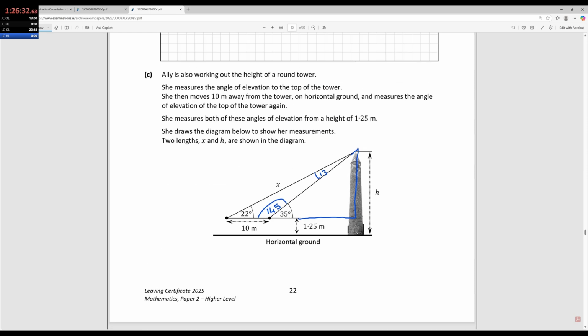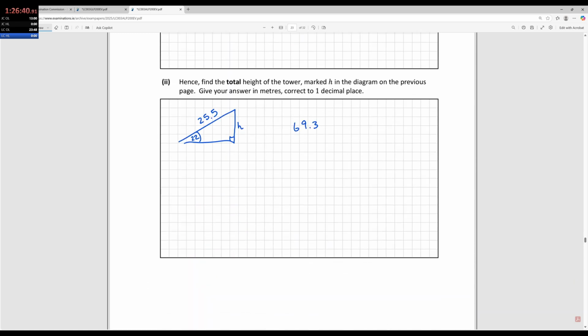Let me just make sure. So they said show that X is 25.5. We made a right angle triangle. This guy, 22. Sine is opposite over hypotenuse. Oh, I messed it up. No, I did mess it up. That's not right. The H there means height, not hypotenuse. Yup. So it would have been 25.5 sine 22. My apologies. And then that makes more sense.